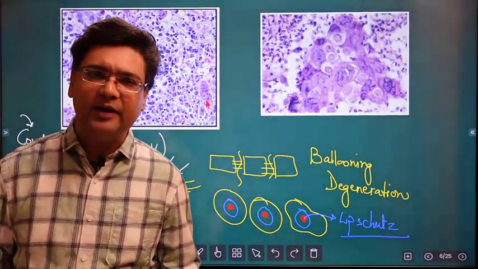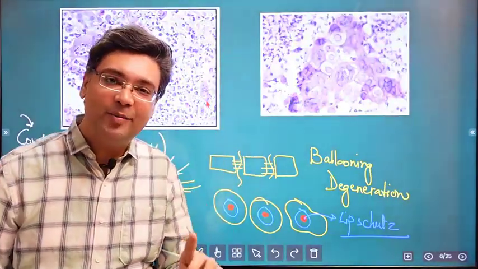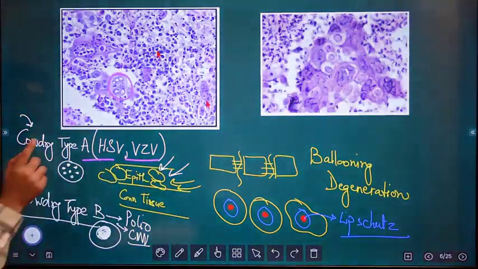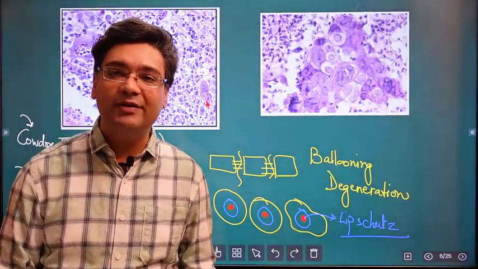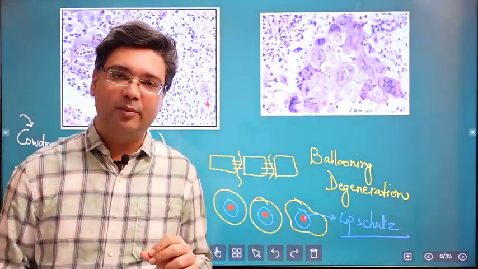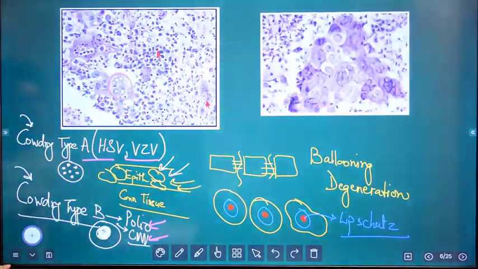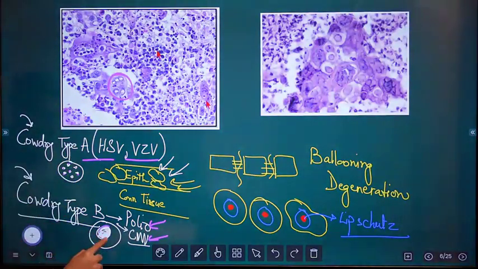Now there are multiple conditions in which Cowdry type A and Cowdry type B bodies are seen, but I have told you the two most predominant conditions in which Cowdry type A bodies are seen, which are HSV and VZV, and Cowdry type B most predominantly are seen in polio and cytomegalovirus conditions. However, they are also seen in other diseases as well. Another difference was, Cowdry type A bodies were granular, they had granules in them, and Cowdry type B bodies were mainly amorphous.